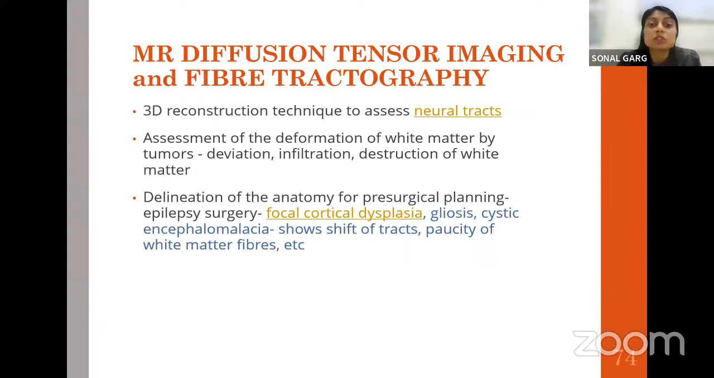So the diffusion tensor imaging and fiber tractography is for assessment of the white matter tracts by different pathologies like focal cortical dysplasia, gliosis, cystic encephalomalacia, etc., especially before surgery for surgical planning. So you know where these tracts are, you know what you can cut and what you can't cut.